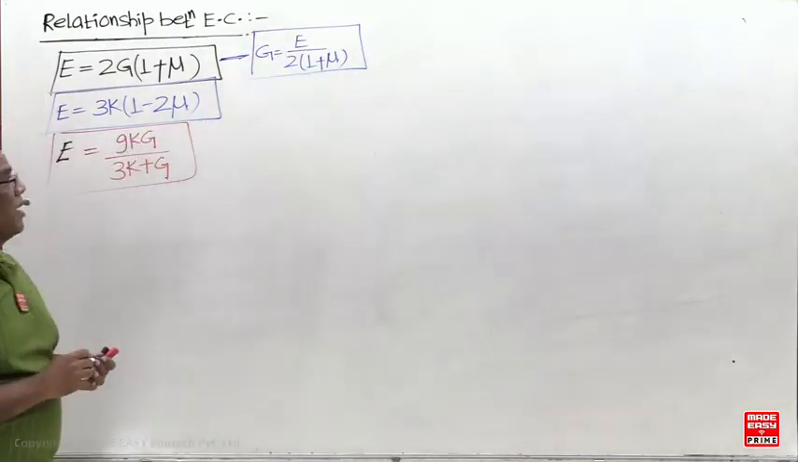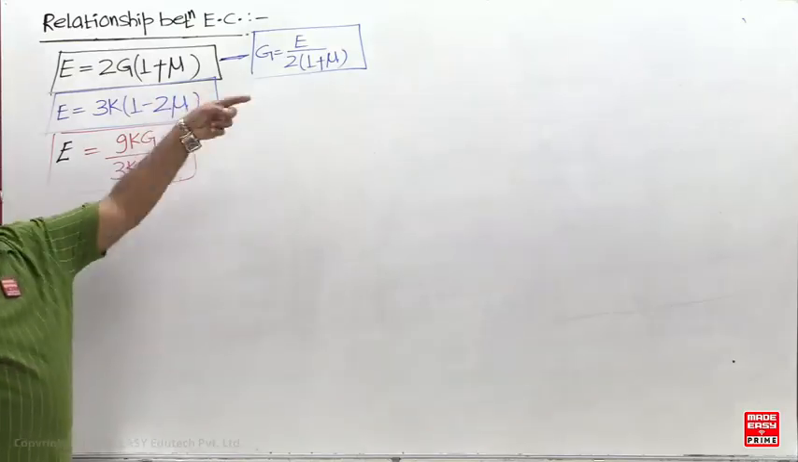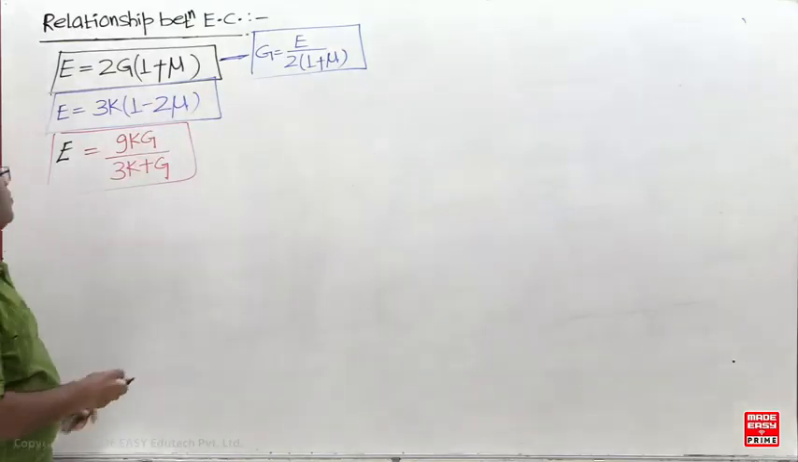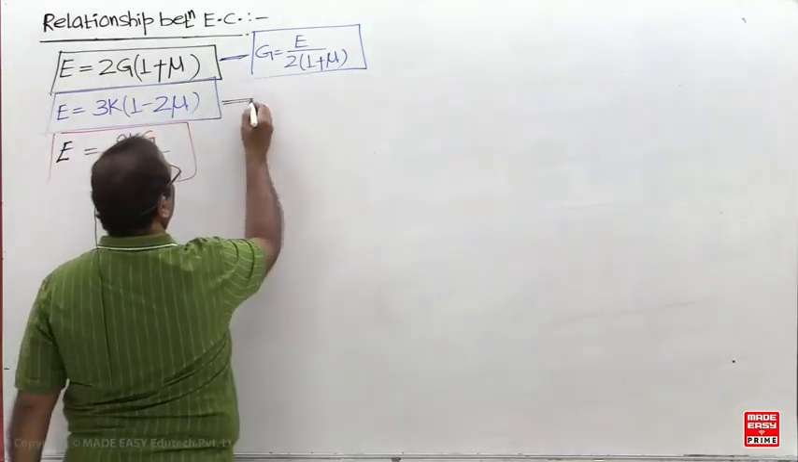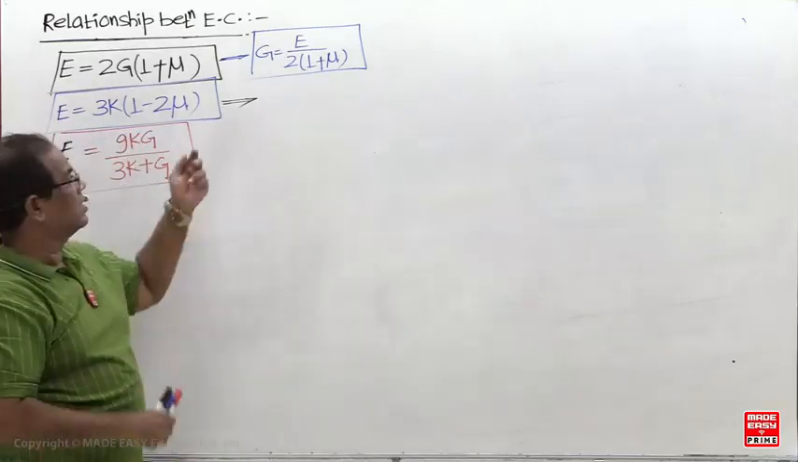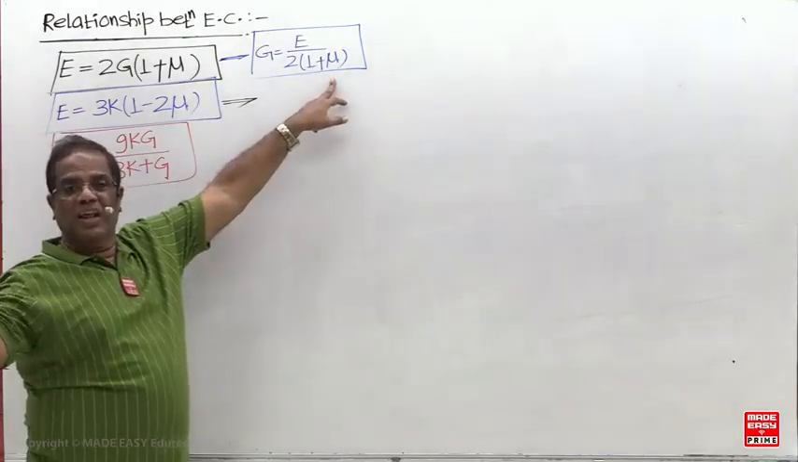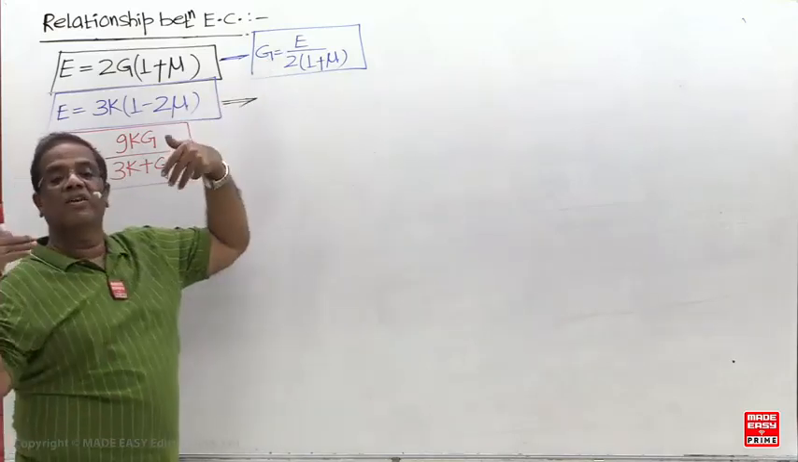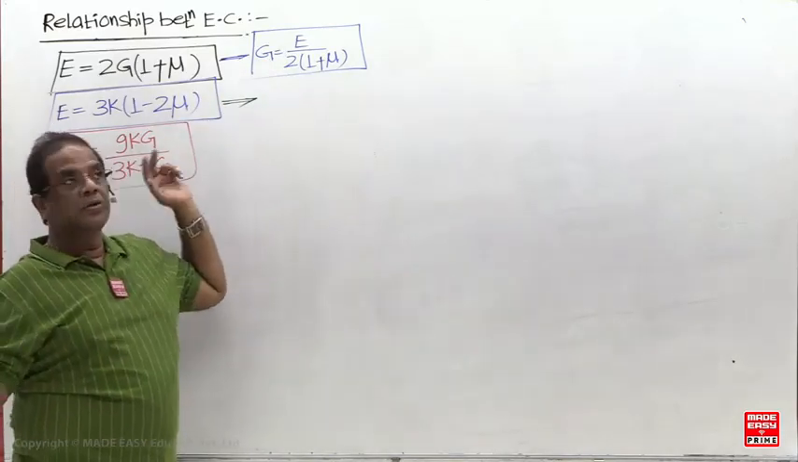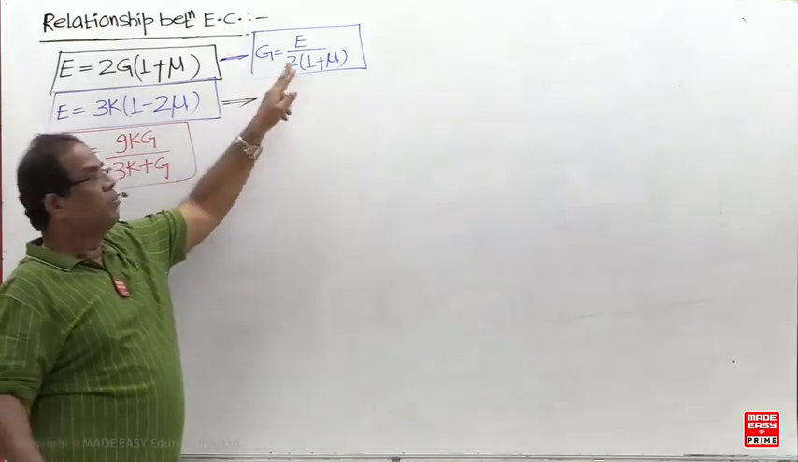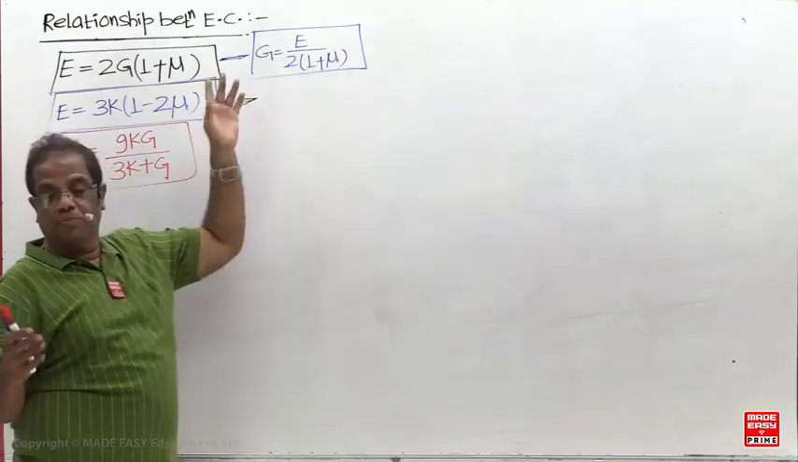G is equal to E by 2 into 1 plus mu. Now from this you can see, you take any value of Poisson's ratio, G is always positive. You take any value of Poisson's ratio, always G is positive only.